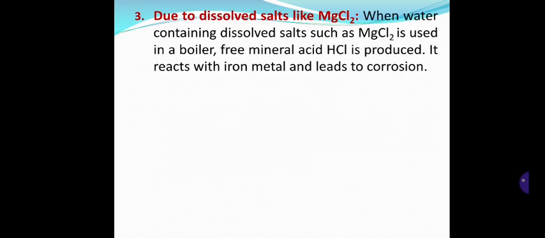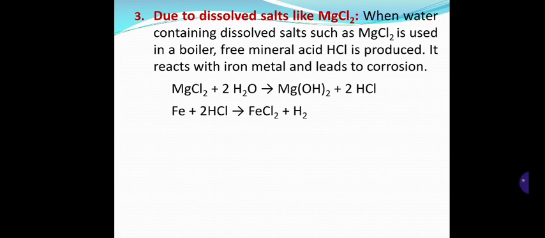And the third one is due mainly to dissolved salts like magnesium chloride. The presence of magnesium chloride produces hydrochloric acid due to hydrolysis. It reacts further with the iron metal and leads to corrosion by the following reaction.